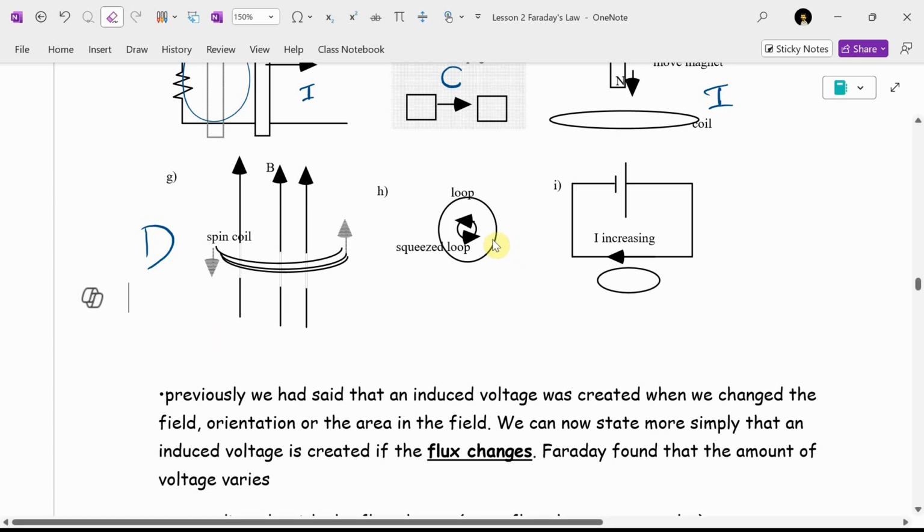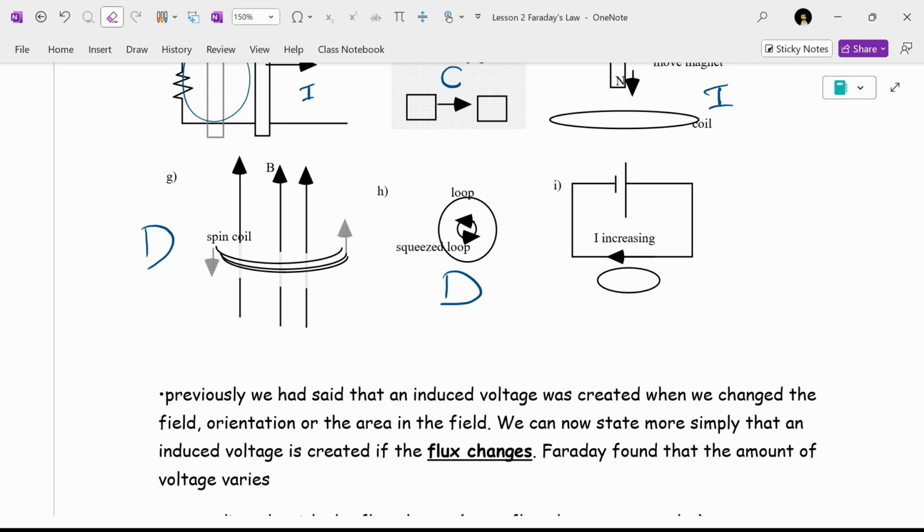H, is the flux increasing, decreasing, or staying the same? How do you calculate flux? What was the equation, Kevin? What's happening to the area here? So what's happening to the flux here? Yep. Decreasing.